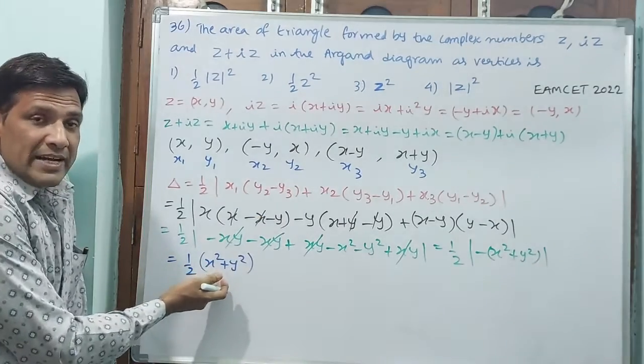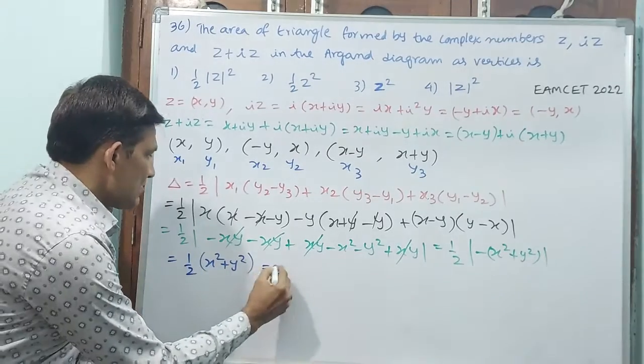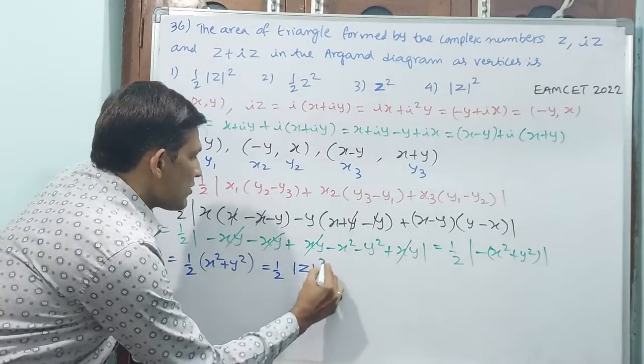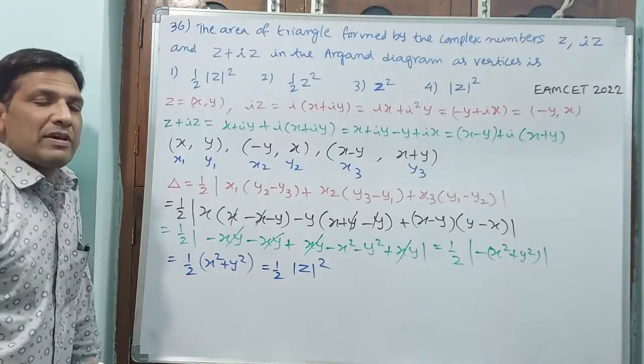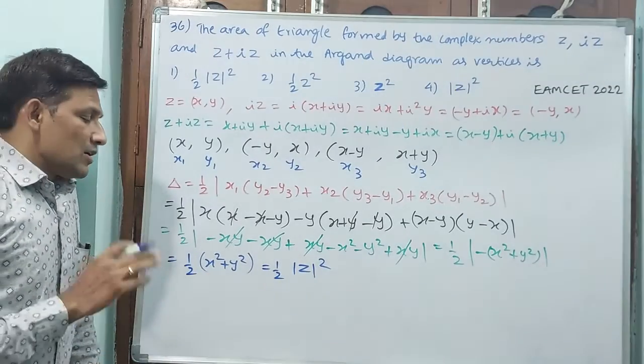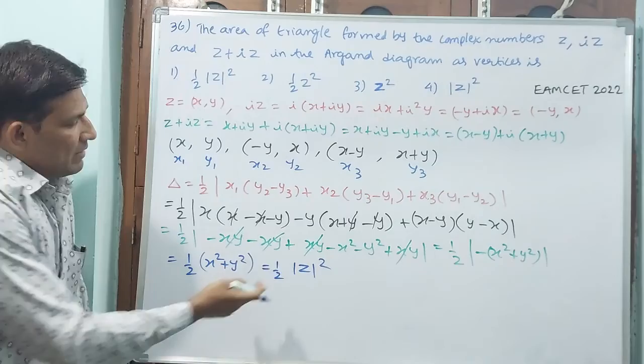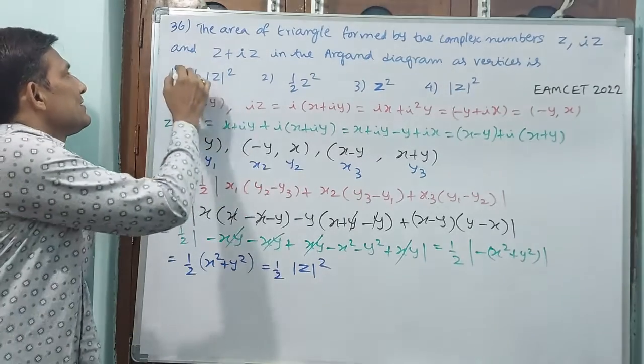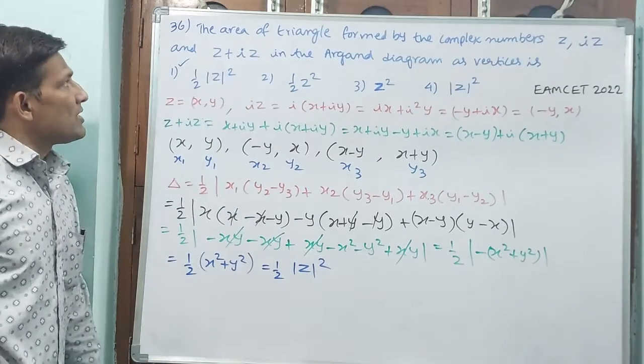But this we can also write as mod z square. That is equal to 1 by 2 mod z square. X square plus y square under root is modulus z, so x square plus y square is mod z square. What is this answer? This is the answer, number 1: 1 by 2 mod z square.